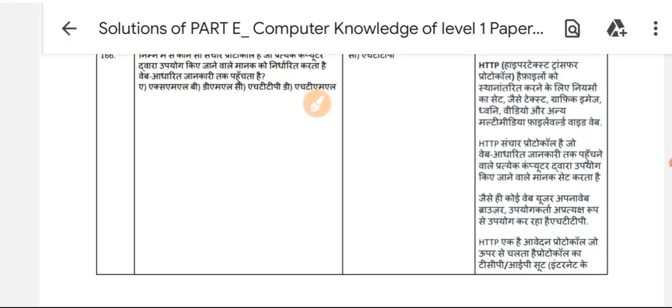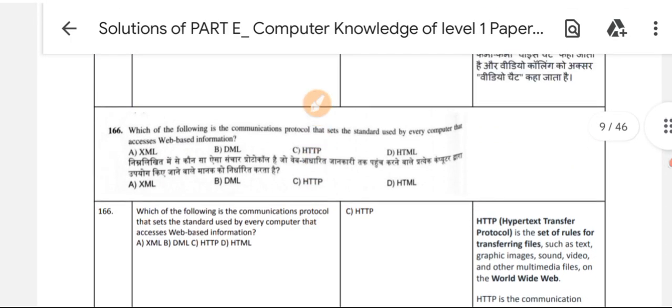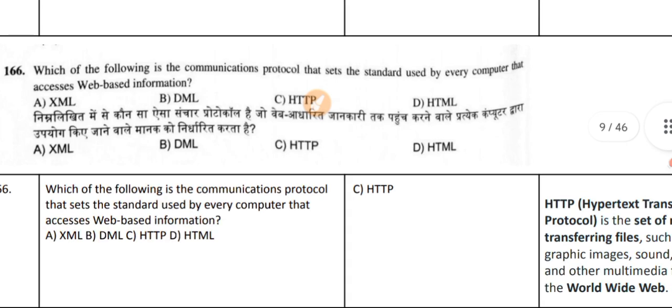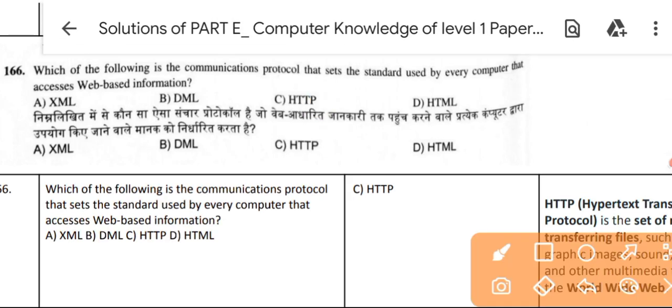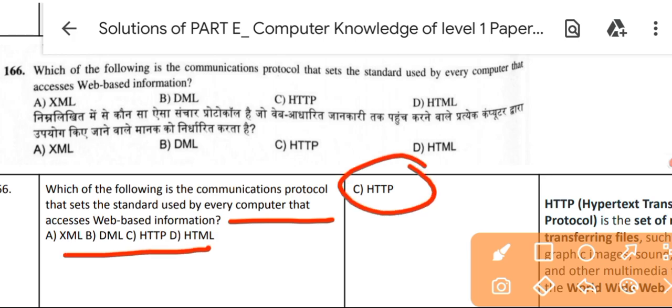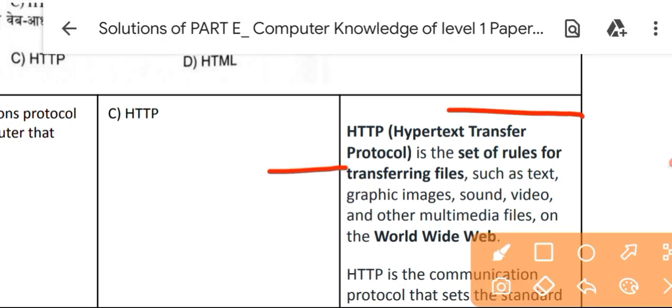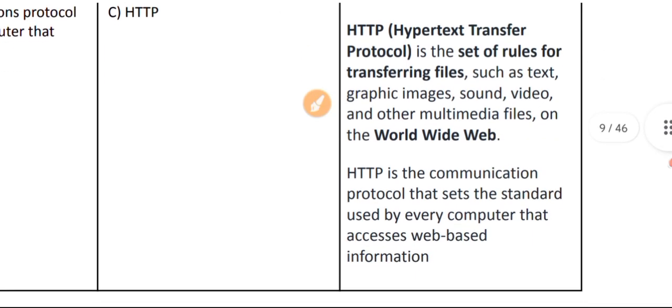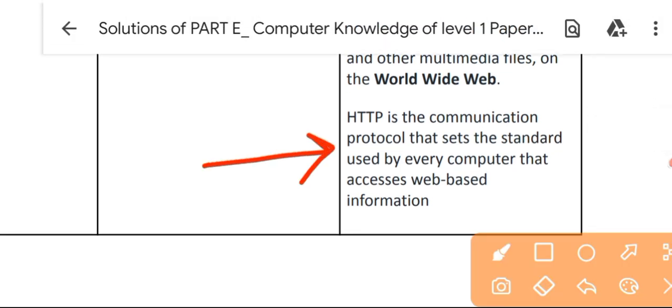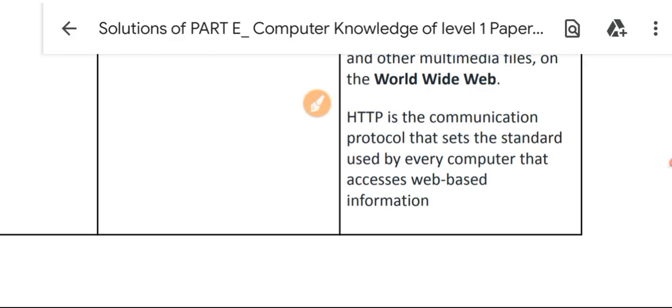Question 166: which of the following is the communication protocol that sets a standard used by every computer to access websites? That is HTTP. What is HTTP? A very important term asked in many exams. Hypertext Transfer Protocol is a set of rules for transferring files such as text, graphics, sound, videos, and other multimedia files on the World Wide Web. HTTP is a communication protocol that sets the standard used by every computer to access web-based information.